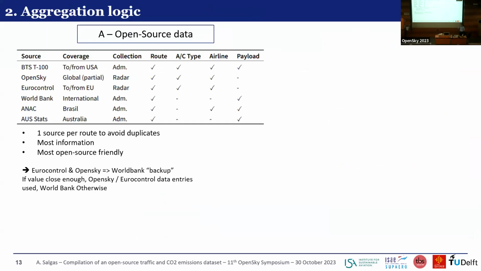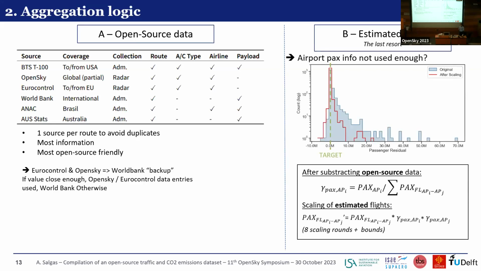And then once the traffic is estimated on those routes, we are going to aggregate the final dataset, starting each time with the open source data. It's always more interesting to have those open source data that are real data than estimated data. We are going to consider only one source available for each route to avoid duplicates and double counting. And as a last resort, if the route is not present at all in the open source data, then we use the estimated data.